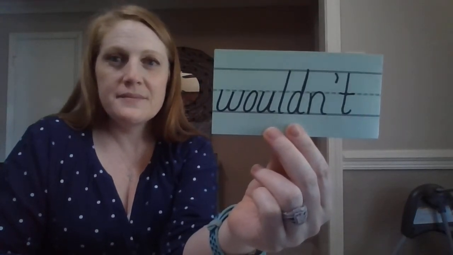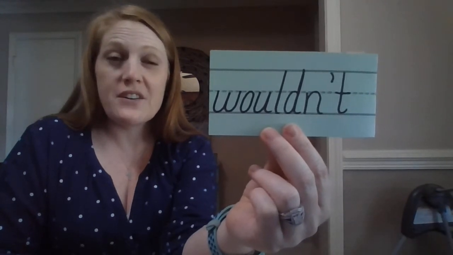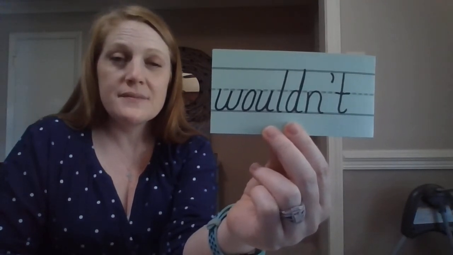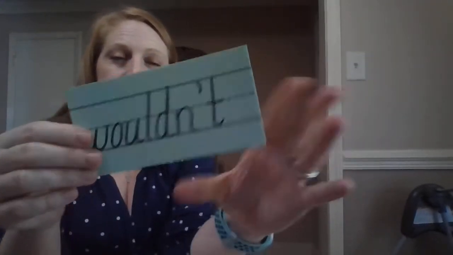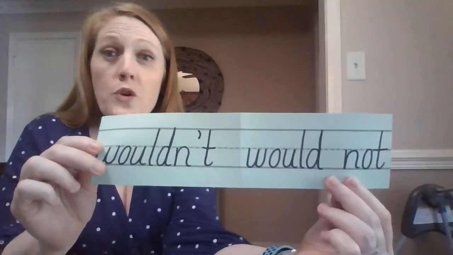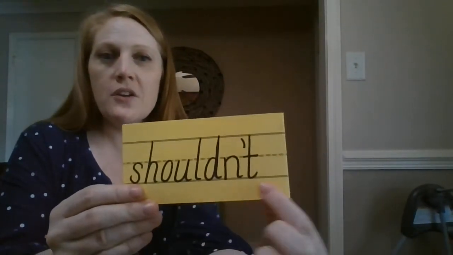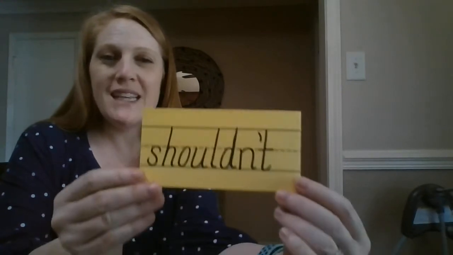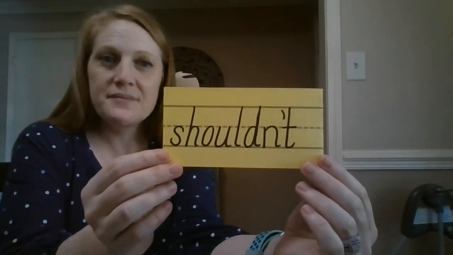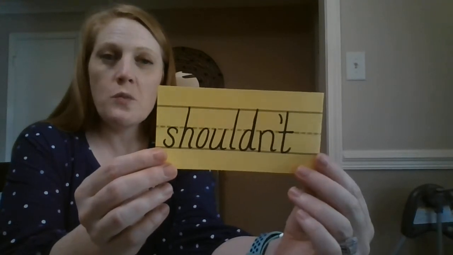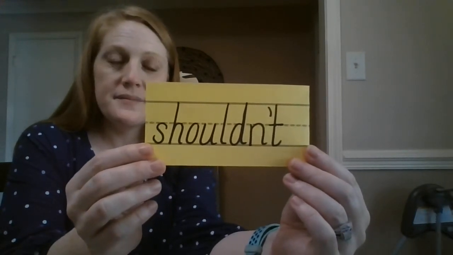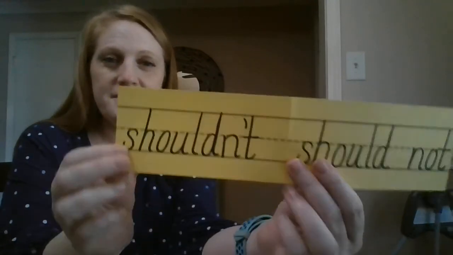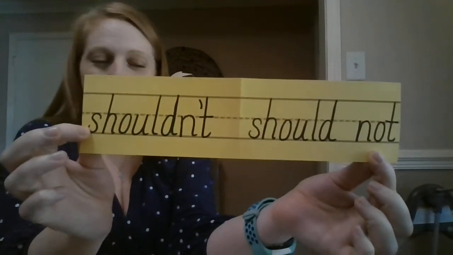Can you read this contraction for me? Wouldn't. Very good. What two words make up wouldn't? Did you say would not? Great job. All right, let's do one more like this. Okay, I want you to look very carefully. You already know this part. So I want you all to tell me, what is this contraction? Shouldn't. Very good. What two words make up shouldn't? Should and not. Very good.